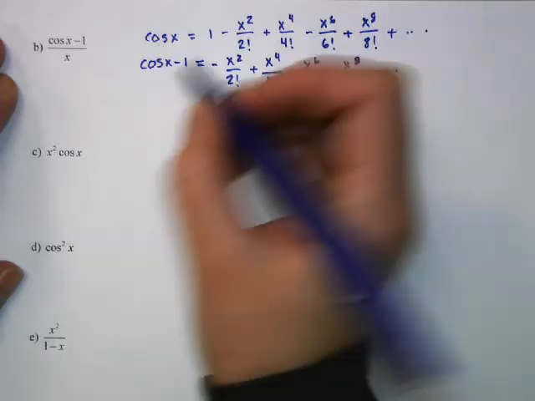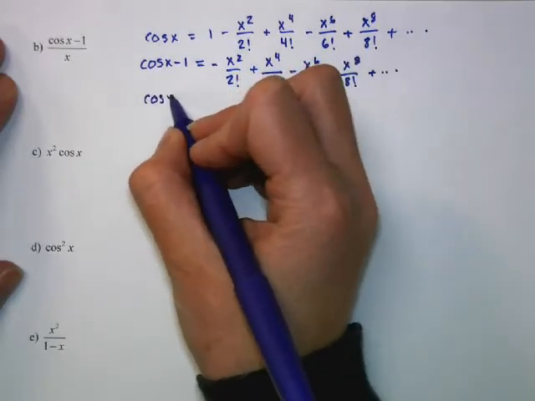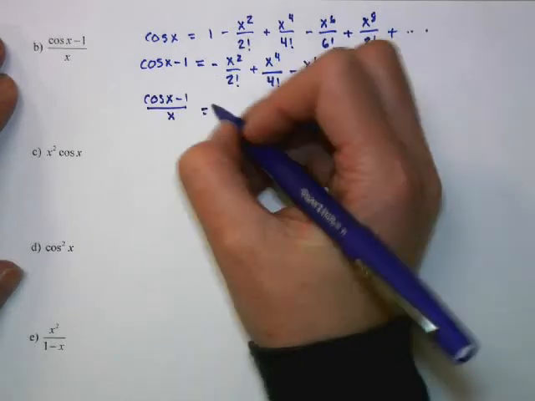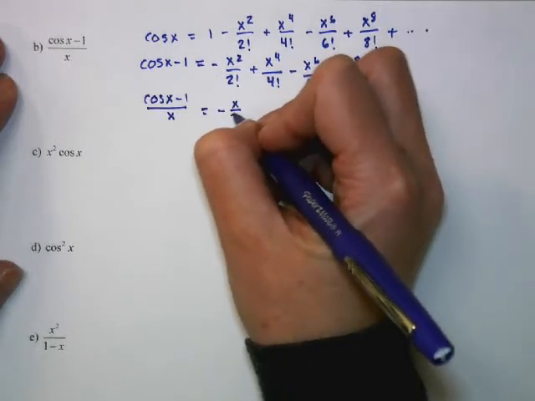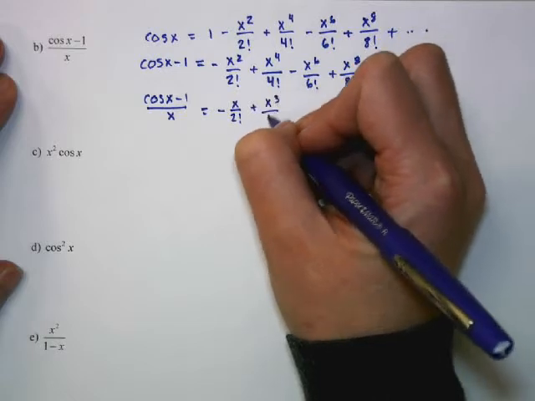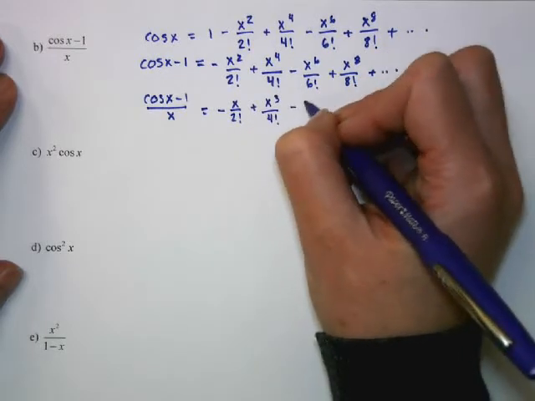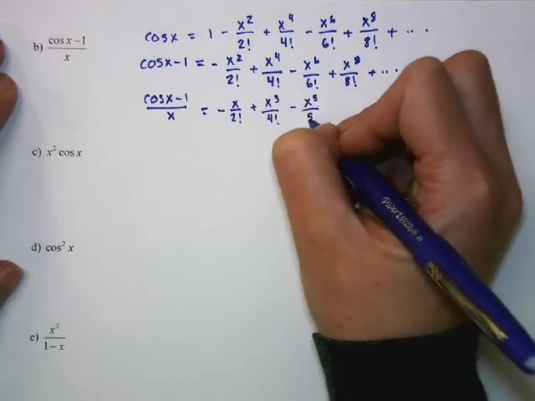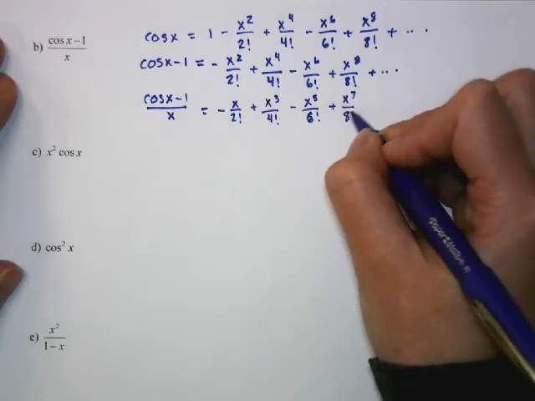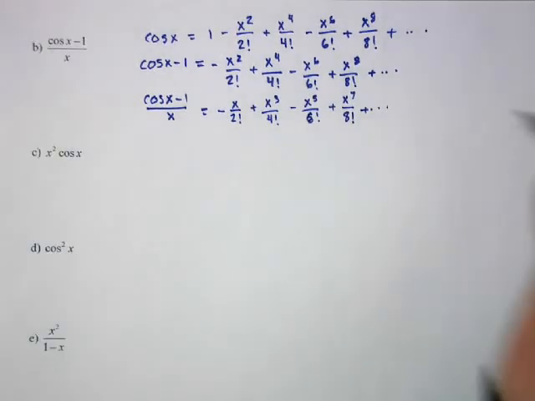And last, we're going to divide everything by x. So cosine of x minus 1 over x is negative x over 2 factorial plus x cubed over 4 factorial minus x to the 5th over 6 factorial plus x to the 7th over 8 factorial. And now we need to construct the general term.